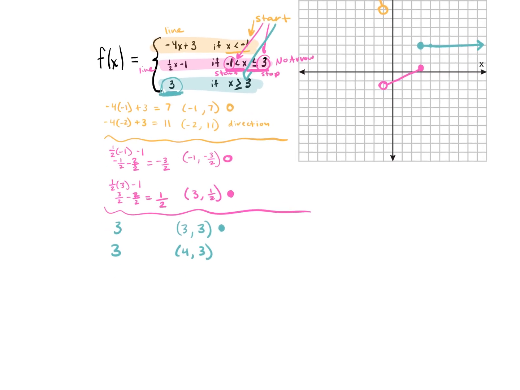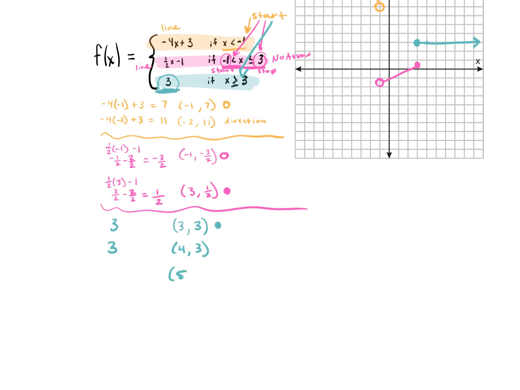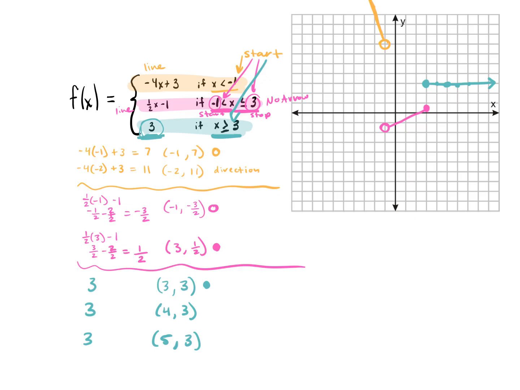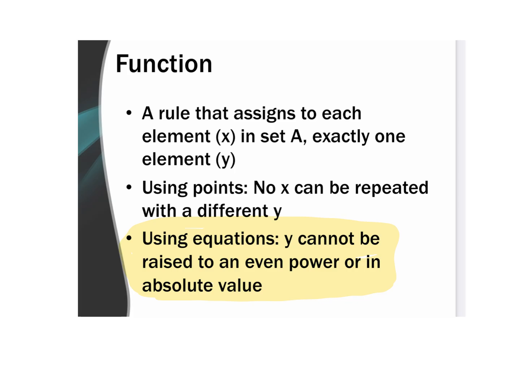We don't have to stop at 4, 3. Like if I plugged in 5, because I could plug in anything greater than 3. What do we get if we plug in 5? We just keep going, we get 3. So it would keep going to the right if I kept plugging in numbers. So that's why if it's a line, you only need 2 points really, because you can draw a straight line with just 2 points.